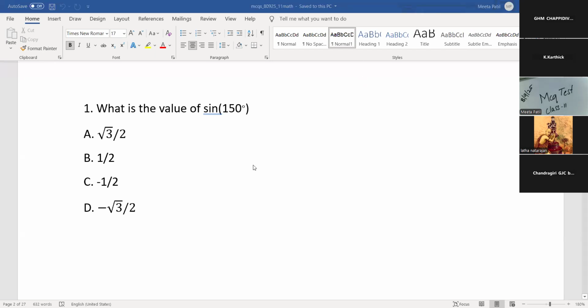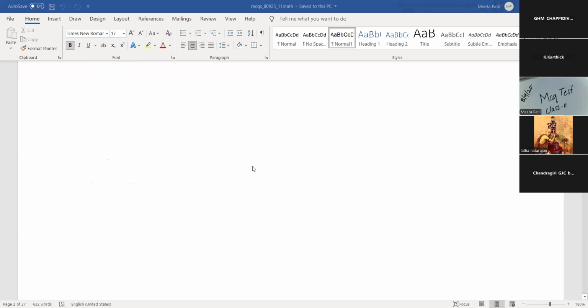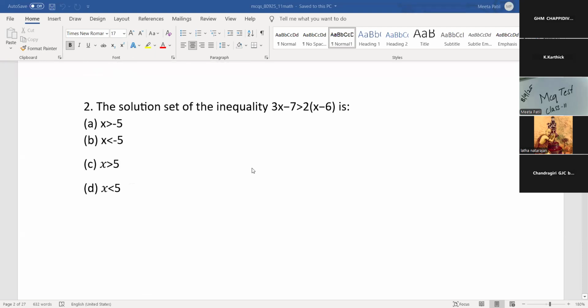Okay, so we are moving to the second question. The solution set of the inequality 3x minus 7 greater than 2 into the bracket x minus 6 is. So you have to find the solution for this inequality. You will be having four options. Option A will be x is greater than minus 5, B is x is less than minus 5, the C option will be x is greater than 5, and the D option will be x is less than 5.